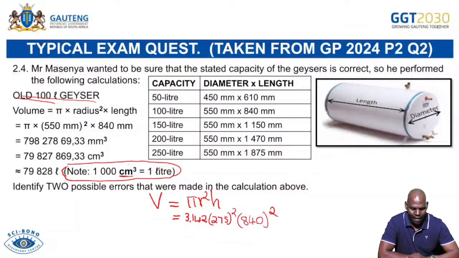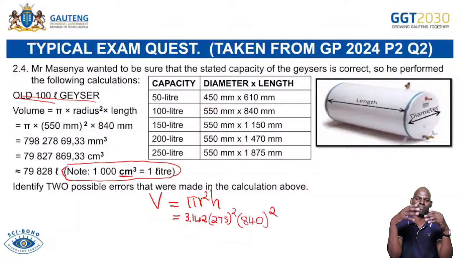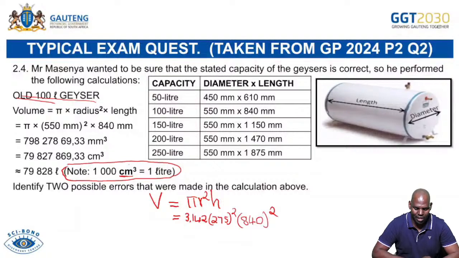squared. Remember, the 275 and the 840 are in millimeters. So if the radius and the height are in millimeters, what does that mean? It means our answer is going to be in millimeter cubed. What is important here is our radius and the height must be in the same unit.